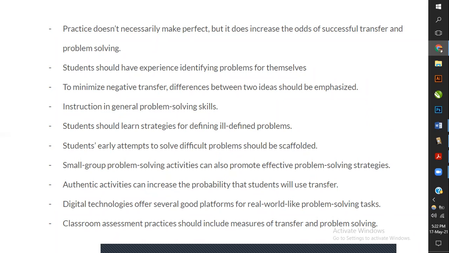Digital technologies offer several good platforms for real-world problem-solving tasks. Classroom assessment practices should include measures of transfer and problem solving. So all these facilitate the transfer and problem solving in instructional settings.